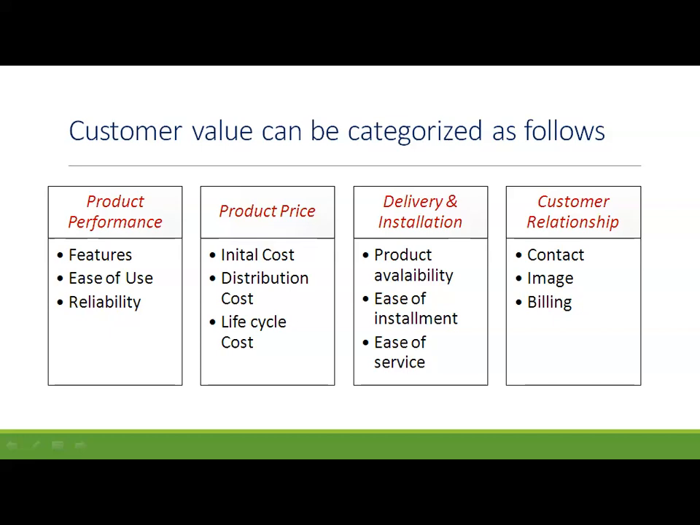Each and every stage of the product life cycle, like introduction, growth, maturity, and decline, at each and every stage there can be different prices for the particular product. So that is called the life cycle cost. So this is associated with product price, and again ultimately product price is related to customer value. The third customer value parameter is delivery and installation. So availability of the product, ease of installation of the product or service, and ease of the service are for the delivery and installation. Majority of delivery and installation deals with the service factor.